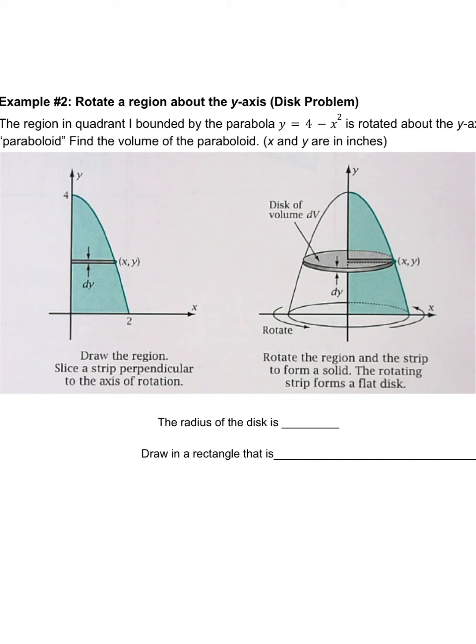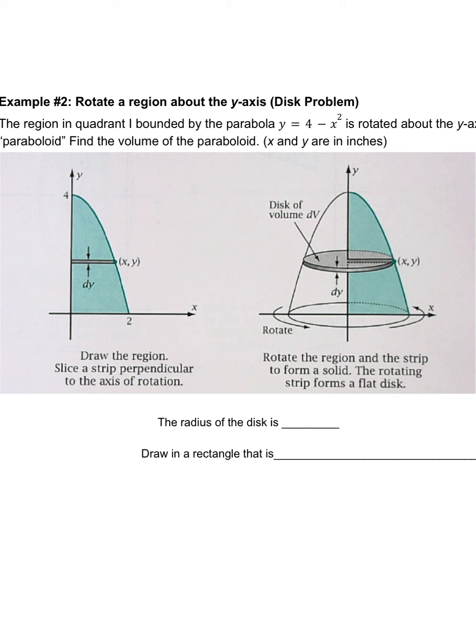Okay, now calculus, we are going to rotate a function around the y-axis. So here is our function, 4 minus x squared. It's a part of an upside down parabola. We're only going to take the part in quadrant 1 right here. So this is our graph. Here is our region in quadrant 1.